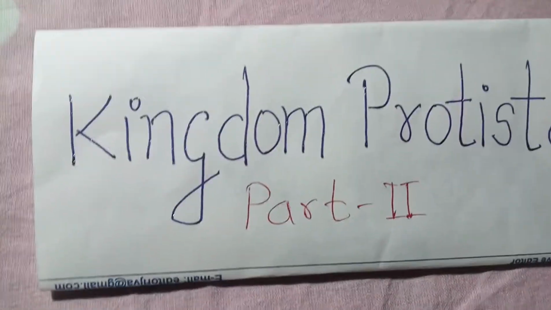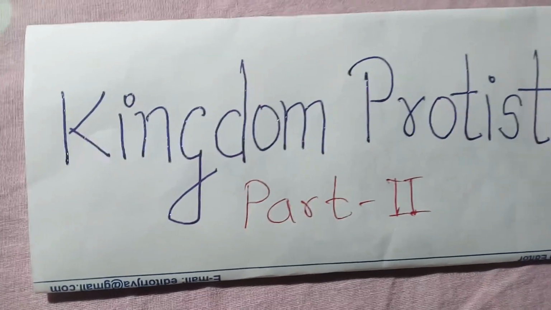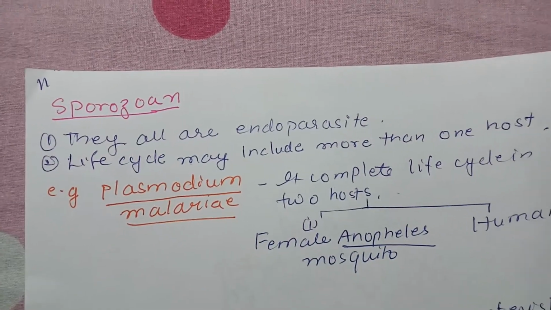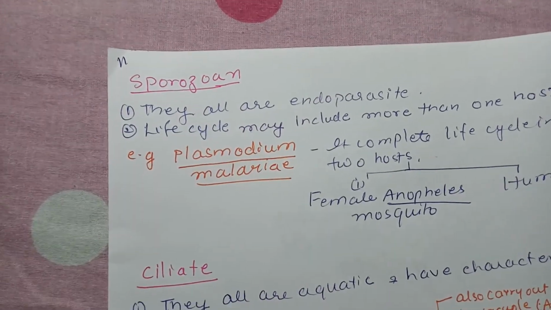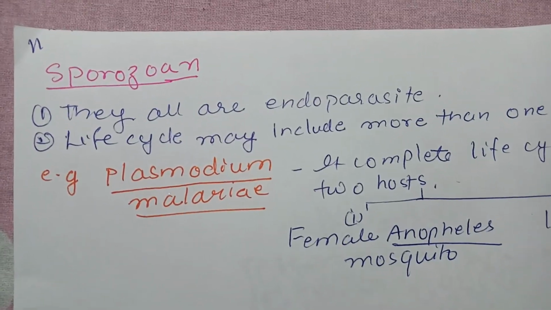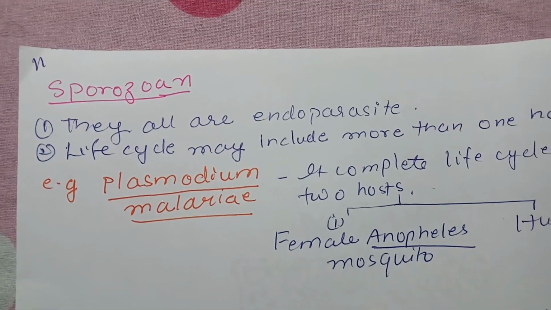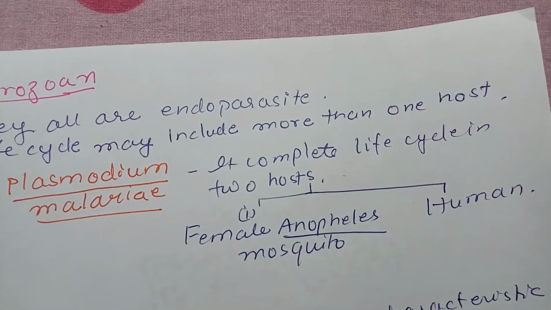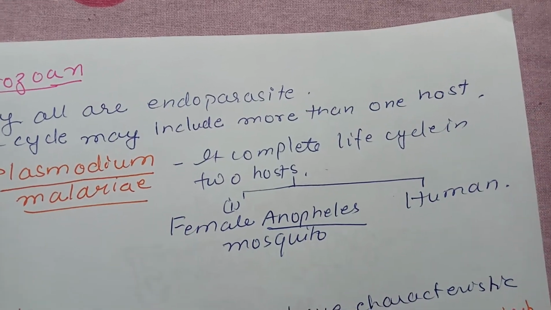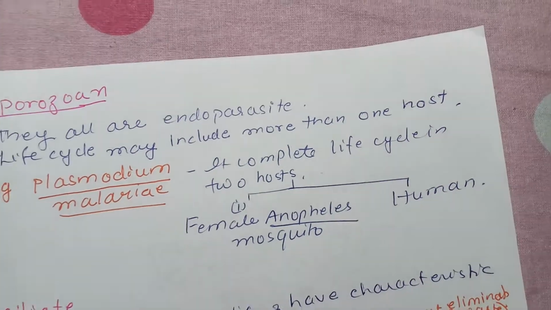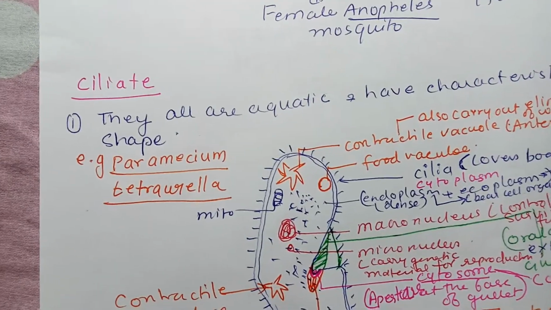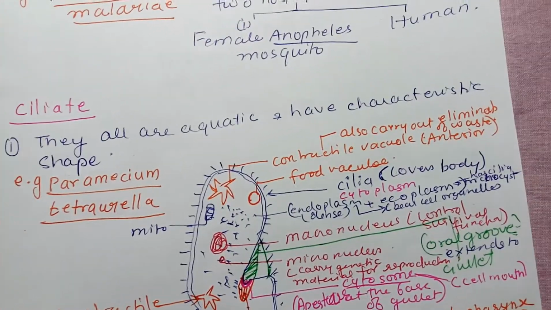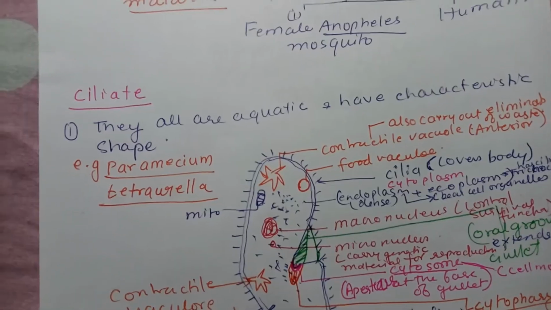Now next, or you can say last, is the sporozoan. They are mainly endoparasites and the life cycle may include more than one host, like the malarial parasite, or we can say Plasmodium. It completes its life cycle in two different hosts. One is the female Anopheles mosquito, second is human. Then last, another class is Ciliata. They all are aquatic and have a characteristic shape.